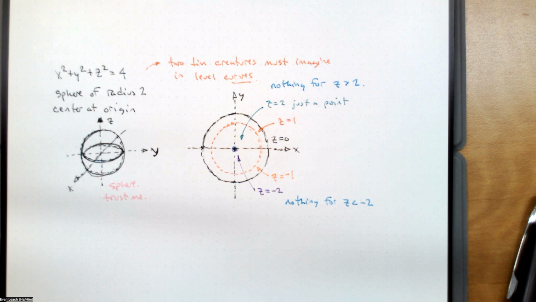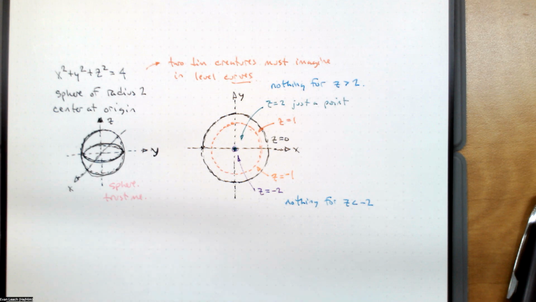But that's the limit. They can only view these level curves. They can't view the whole object. We get to view the whole object. We're so good at it. Eyes are such a cool thing. We are so good at it that we can say that is a sphere.